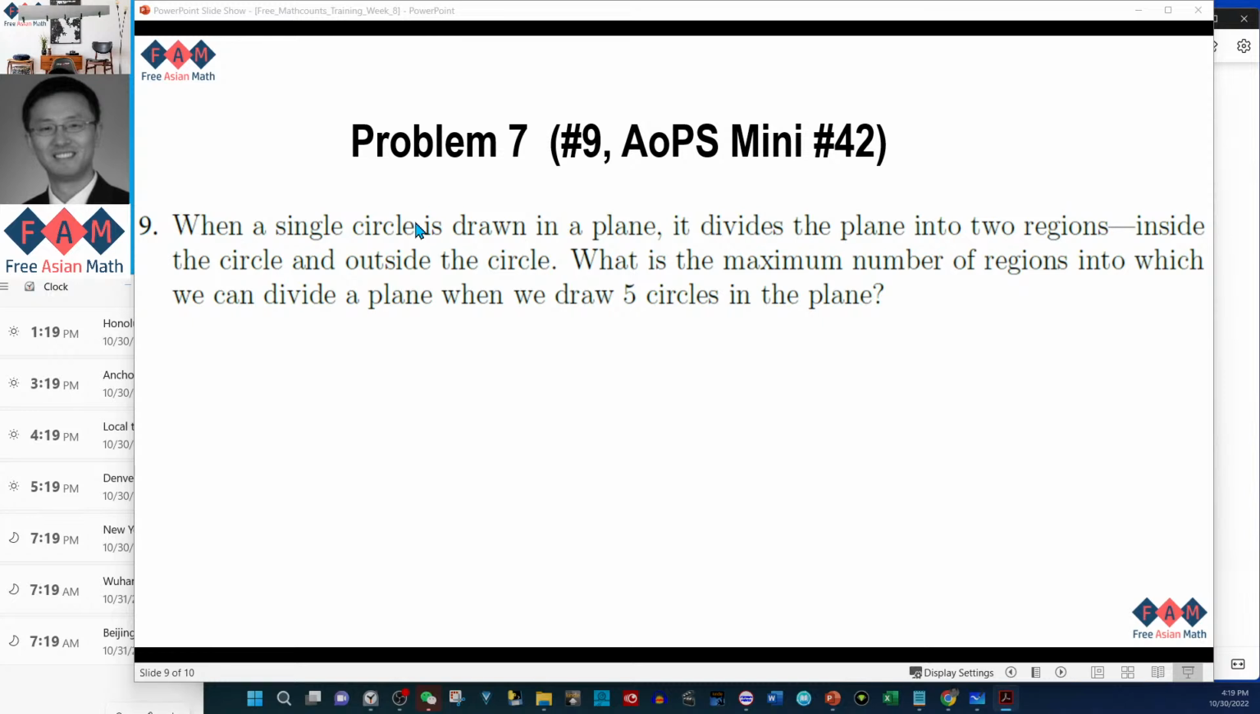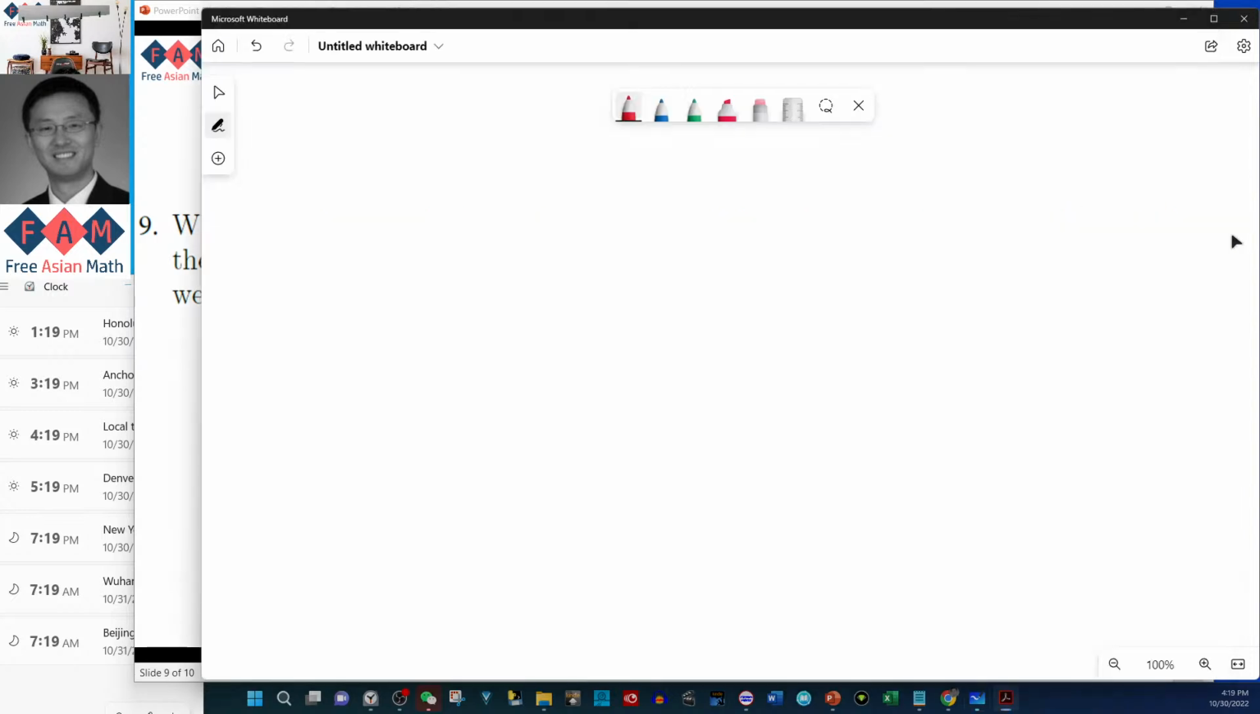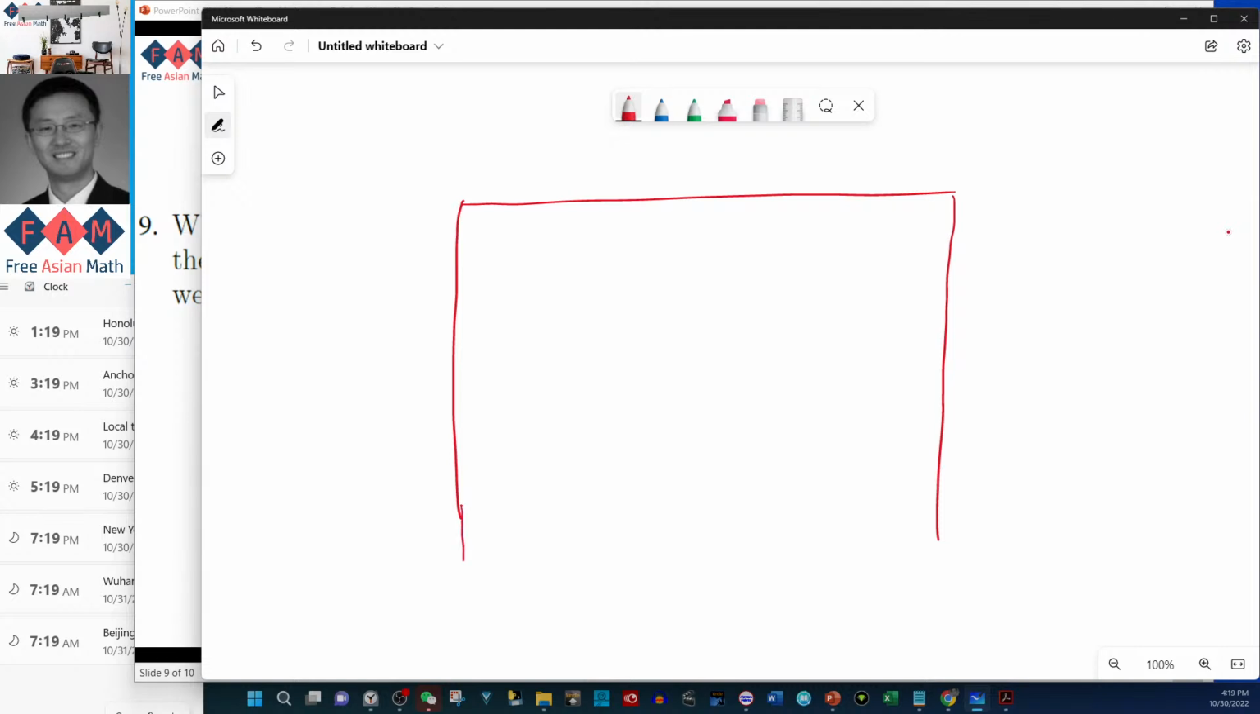So, problem number 7. This is a difficult problem, okay? Meaning number 42, problem number 9. When a single circle is drawn in the plane, it divides the plane into 2 regions, inside the circle and outside the circle. For those of you who have studied a little bit of set theory, you should feel very familiar, right? In set theory, we use this Venn diagram to do a lot of things.